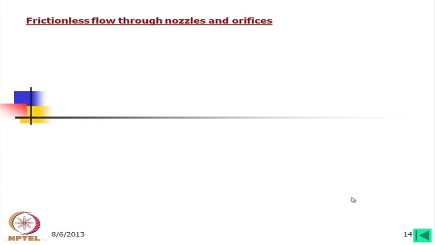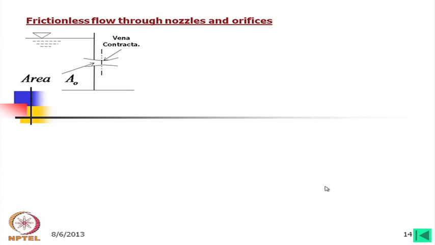Now, we consider frictionless flow through nozzles and orifices. Here we have considered a vessel or large reservoir, where we have a small hole, which is an orifice. Now, this is known theory to you. You will find that oil will flow out and the stream will have a little less area than the orifice area at a certain distance, and then again this area will increase.